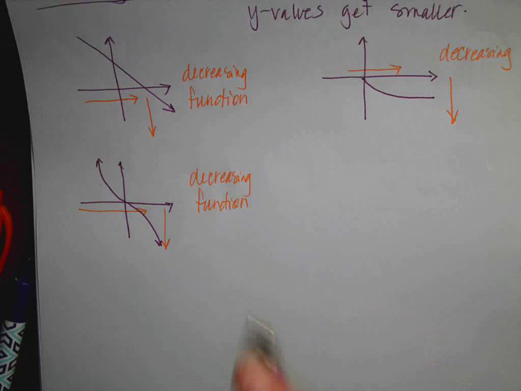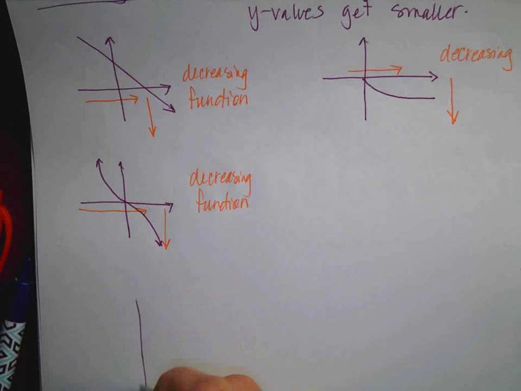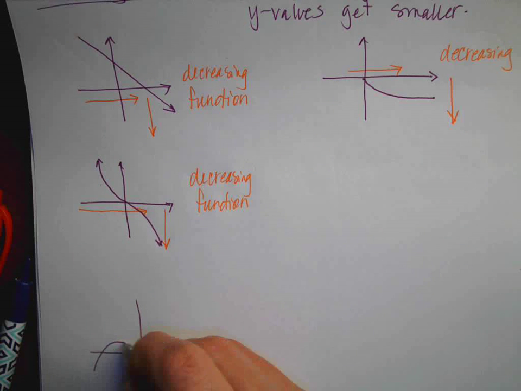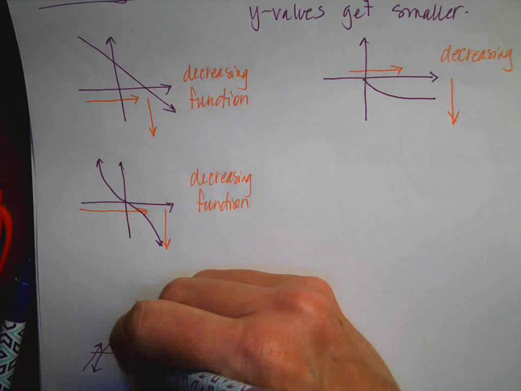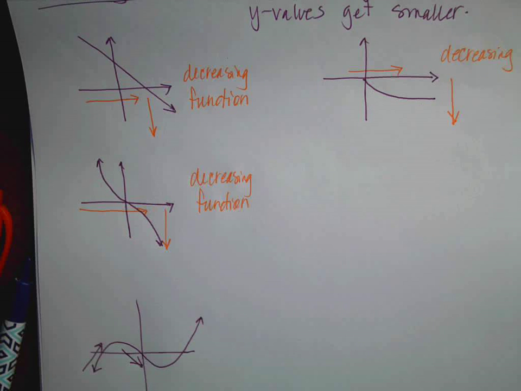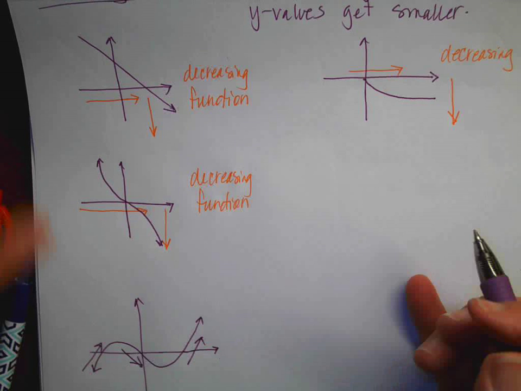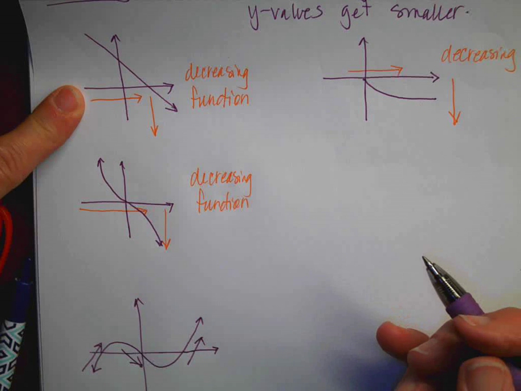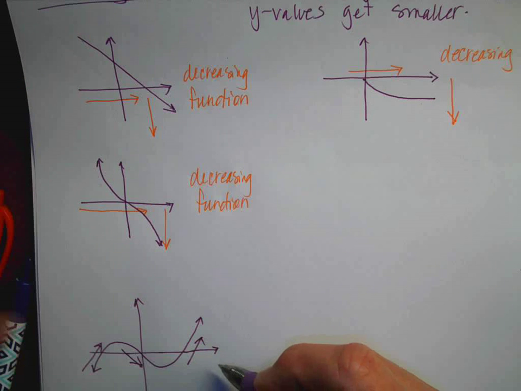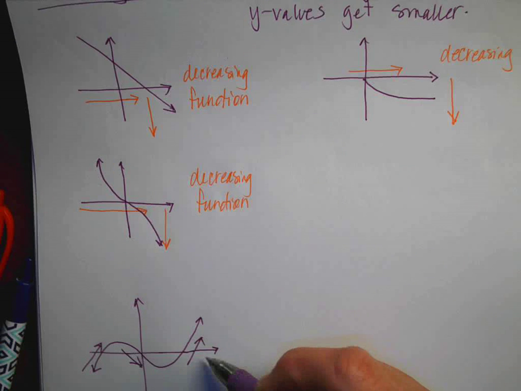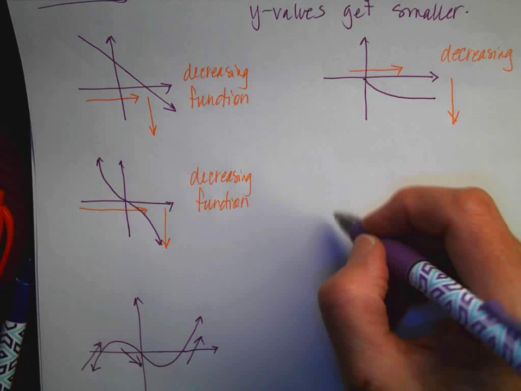And just to show you that they don't always have to be all of one or the other, this is just kind of a cool little example. I could have a function that does something like this. This part is increasing, this part is decreasing, and then this part would be increasing. So functions can either be all decreasing, all increasing, or it could be a mix. This course is going to focus on these, but this is kind of interesting to think about.